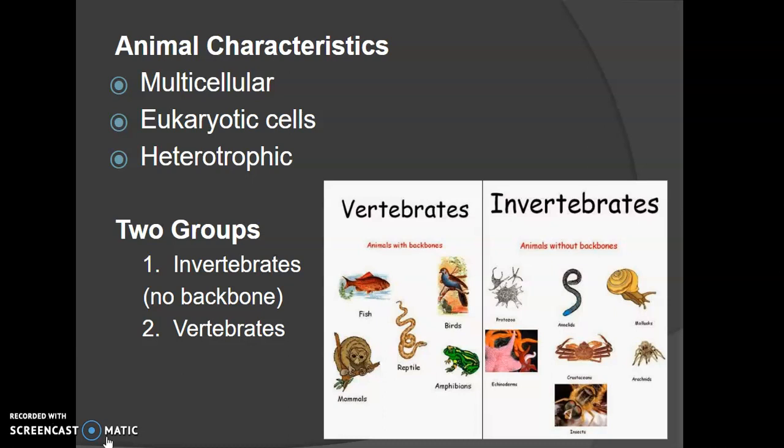There are two groups of animals that we can identify. We have, first of all, the invertebrates. Some of the more common invertebrates are shown in the diagram. These are animals that have no backbone. And then, of course, we have the vertebrates, animals that do have a backbone. And there are 5 classes of vertebrates: the fish, amphibians, reptiles, birds, and mammals.